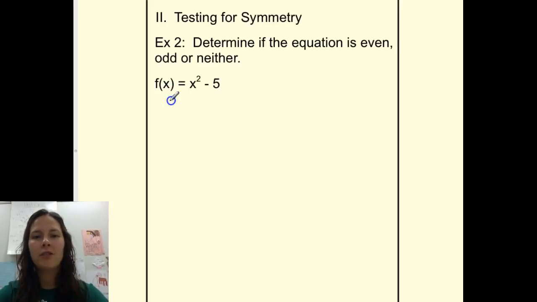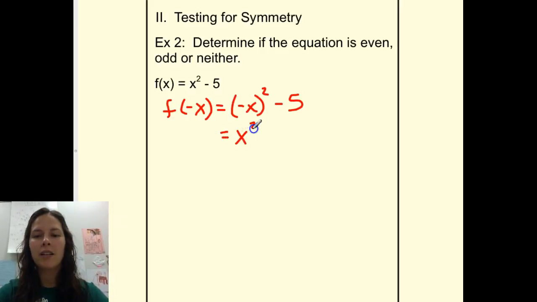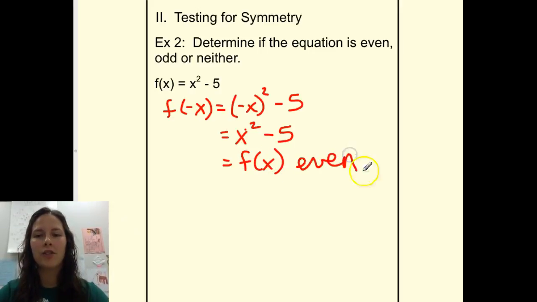To test a function for symmetry, you replace x with -x. Everywhere there is an x on both sides, make sure you use those parentheses so we can get order of operations correct. What happens when you square a negative? It becomes positive, so we get our x squared back. And this is equal to the function we started with, so that shows that we have an even function.